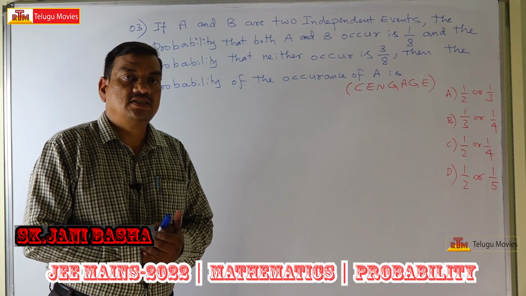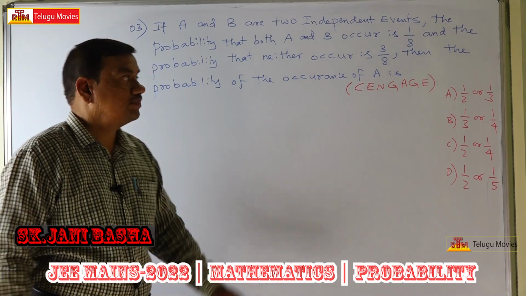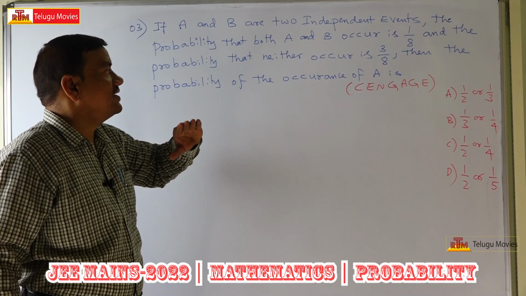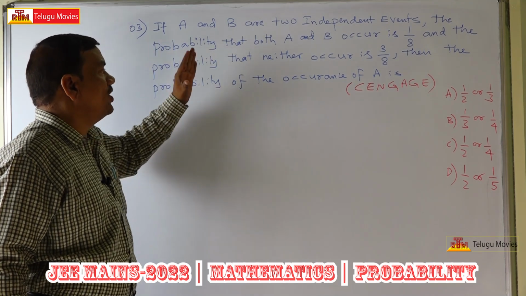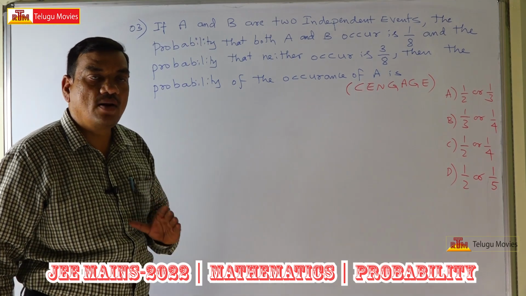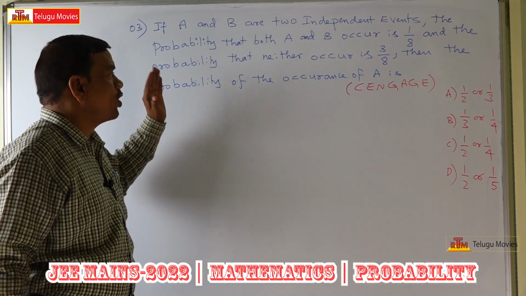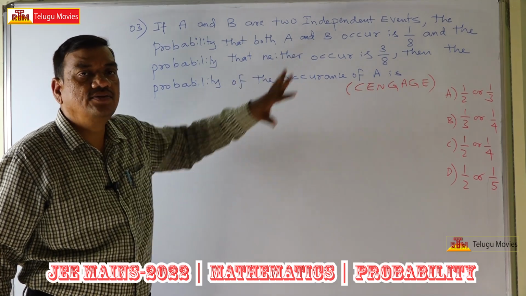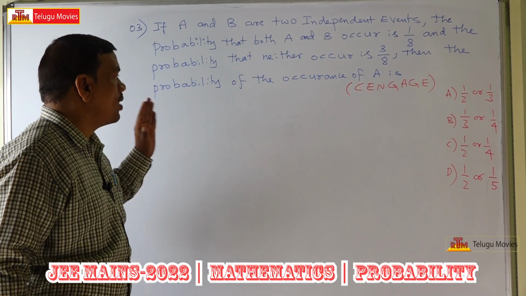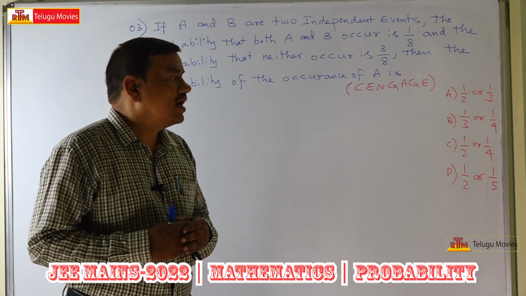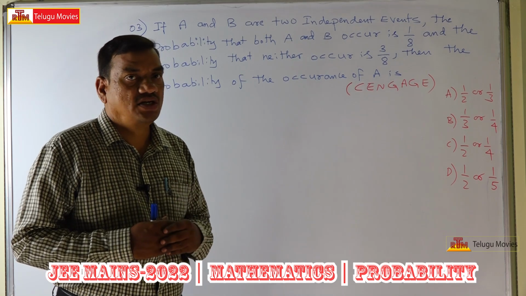So dear students, welcome to our third problem. If A and B are two independent events, the probability that both A and B occur is 1 upon 8, and the probability that neither A nor B occur is 3 upon 8. Then the probability of the occurrence of A is. So this is a problem taken from our textbook.